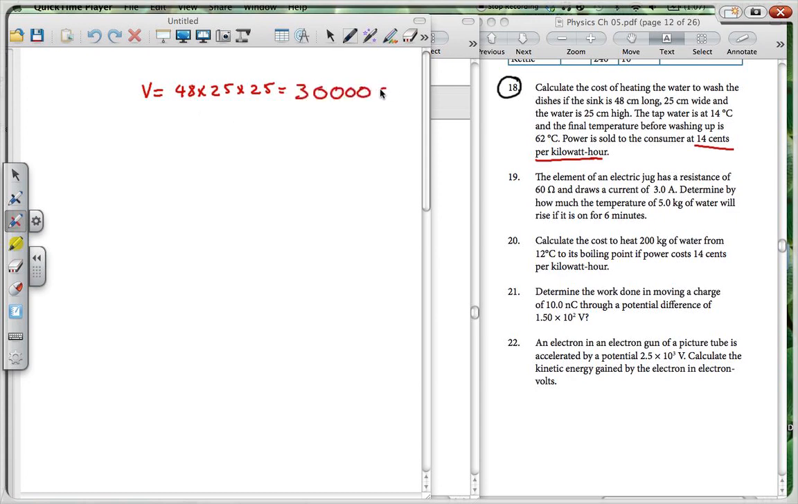30,000. Now that is centimeters cubed, or the same as a milliliter, and 1 milliliter of H2O, the water, has a mass of 1 gram. So we've actually got about 30,000 grams or 30 kilograms of water. Okay, so it's about 30 kilograms of water.